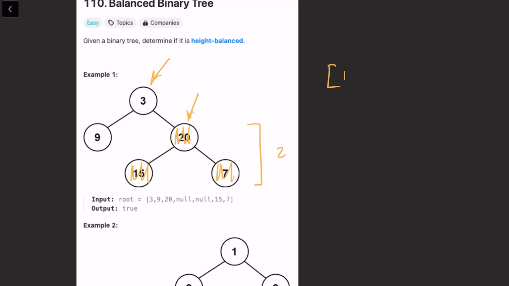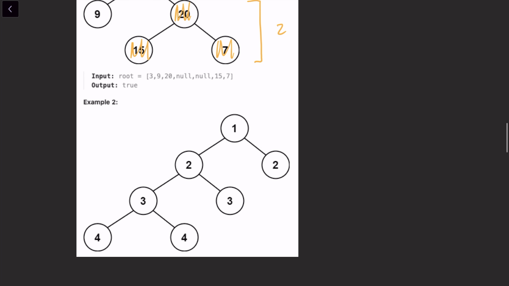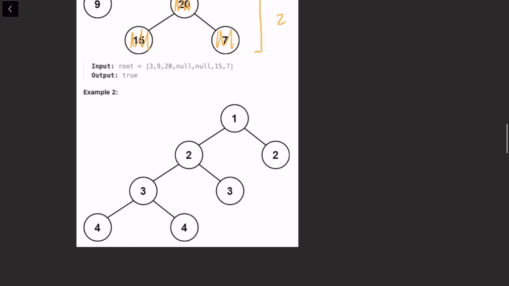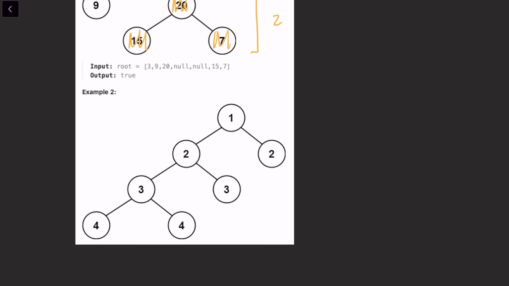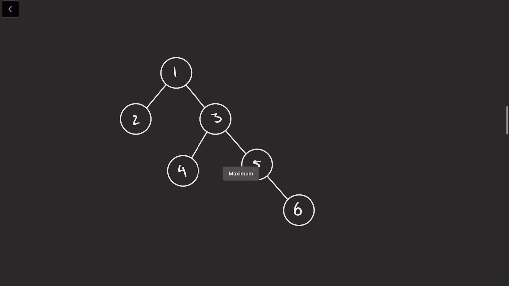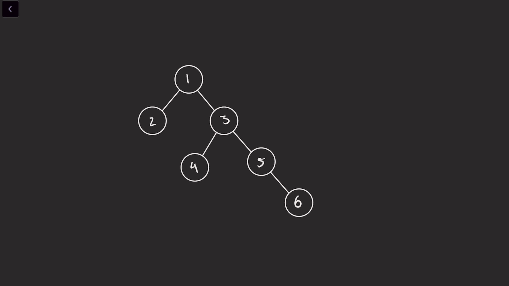The tuple will either be true or false, and it will return the height on this side, right? That will be our answer, and in the end we will only need this section. So now going on to example 2. I'm not going to work this out, but this is the example we're going to be working on further.